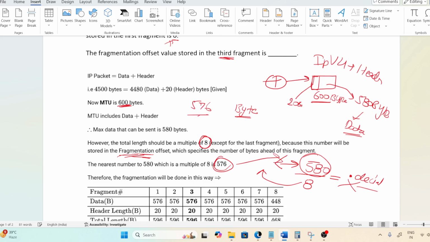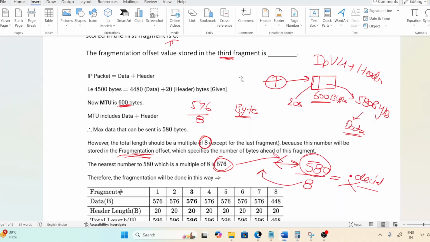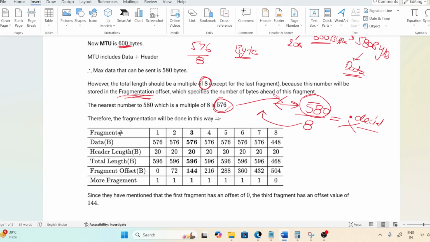Let's divide this by 8. I will show you here. 580 divided by 8 gives me a decimal value, but I don't want a decimal. I want an exact figure, so I need to find the nearest value. If you know the 8 table, you can easily find it. So we have 576, which is the nearest value. Divided by 8, we got 72. So 72 is the offset value which is going to be added here.